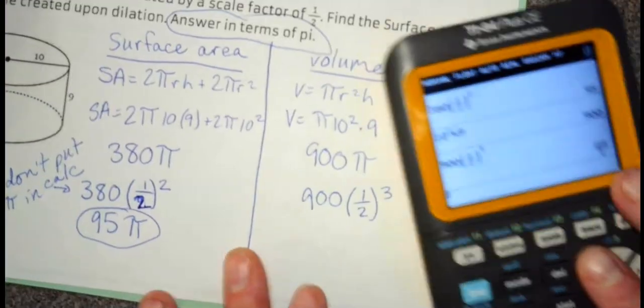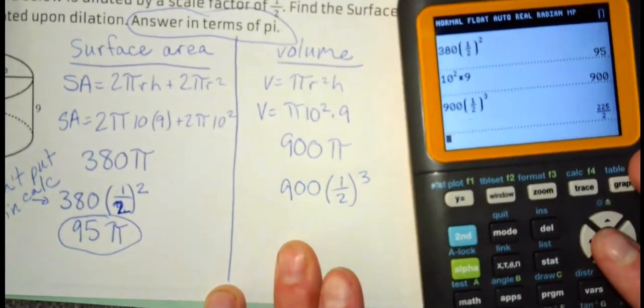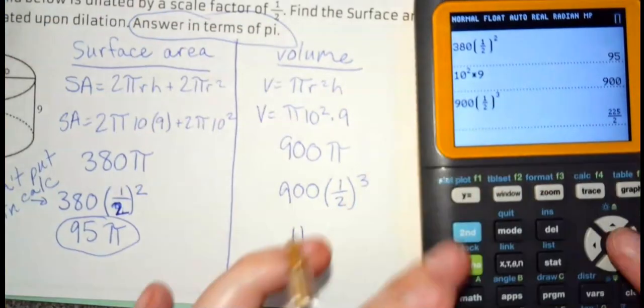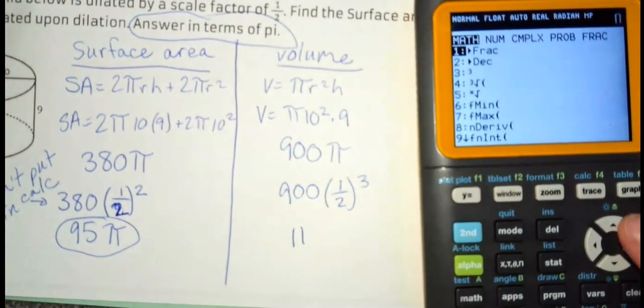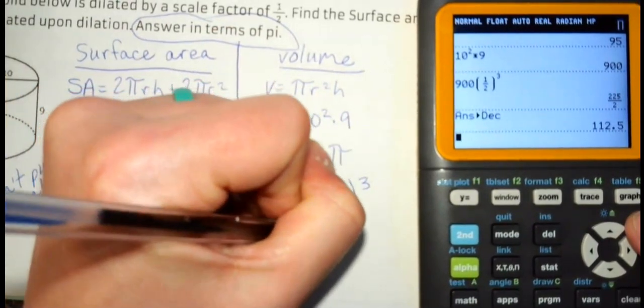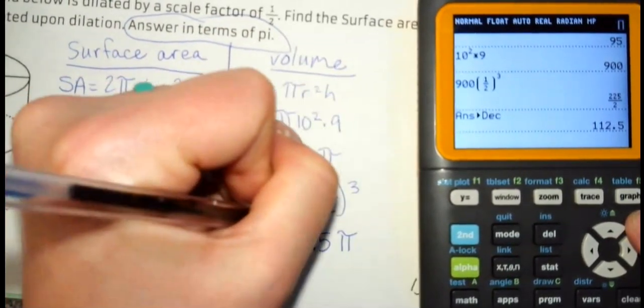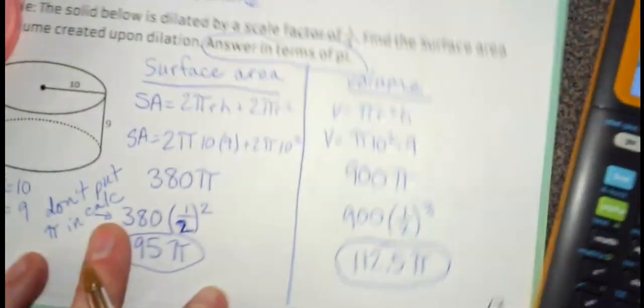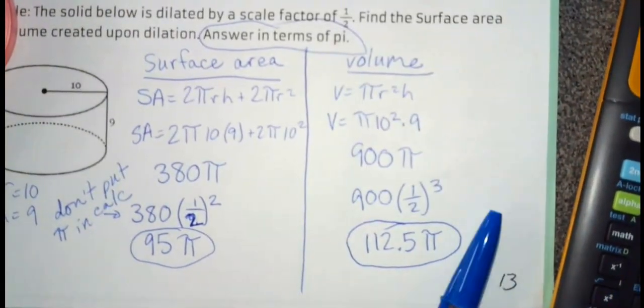And then what happens here? So it ends up being a fraction, but you can do one of two things. You can click math and click 2, and it will turn it into a decimal. I don't know if it will accept it in Delta as a fraction like that, so I would just convert it to a decimal.